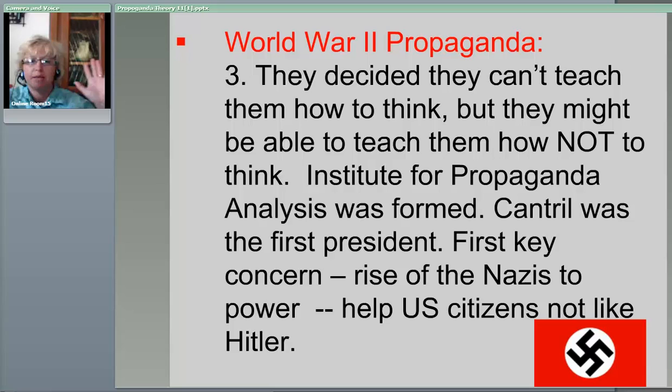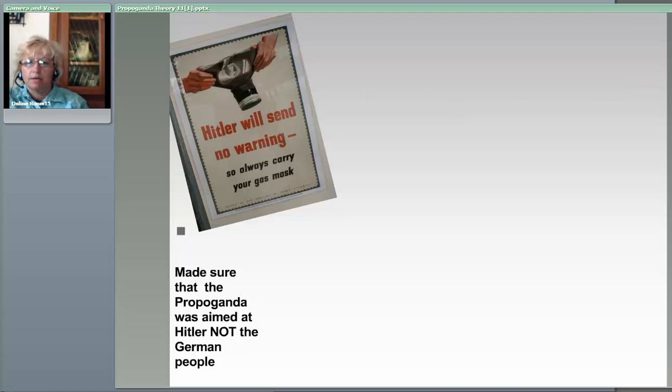And they began a big propaganda. And notice they made sure that the propaganda was aimed at Hitler and not necessarily just the German people. Why? Well, because you had some Americans who had family over in Germany. And these two men said, look, we are not anti-German. We are anti the leadership under Hitler. So notice what they began making, what they began posting, what they began sending out.